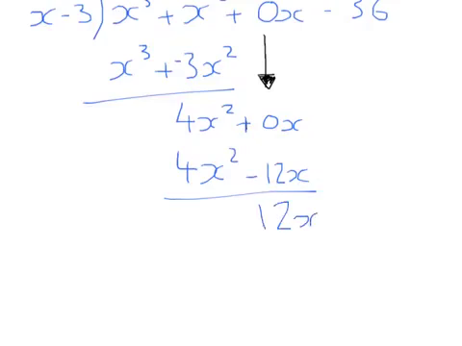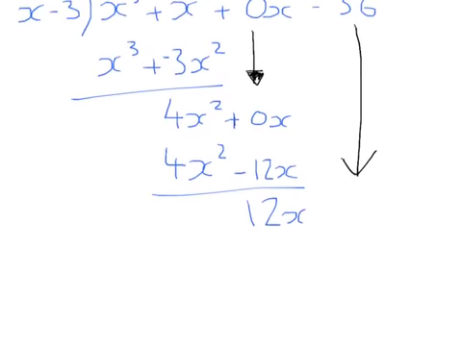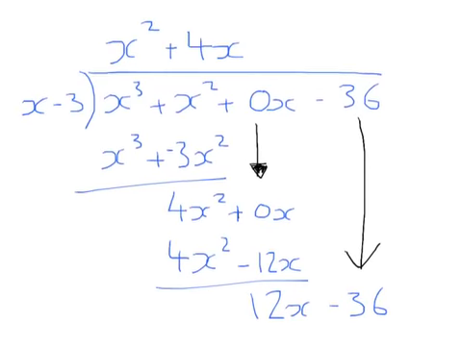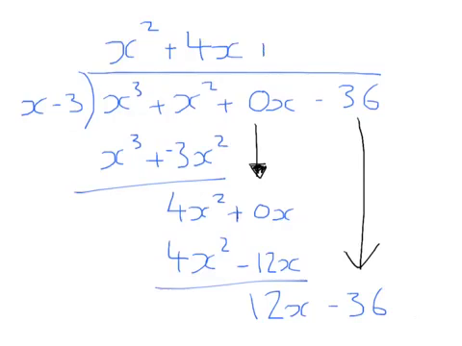Okay, bring the next term down. And it's 12x minus 36. That is 36, isn't it, up there? So 12x minus 36. Okay. Perform the division with my x. So I've got 12x divided by x, which I know is going to have to be 12. So let's go back up. And I know that, as I said, is going to be 12.